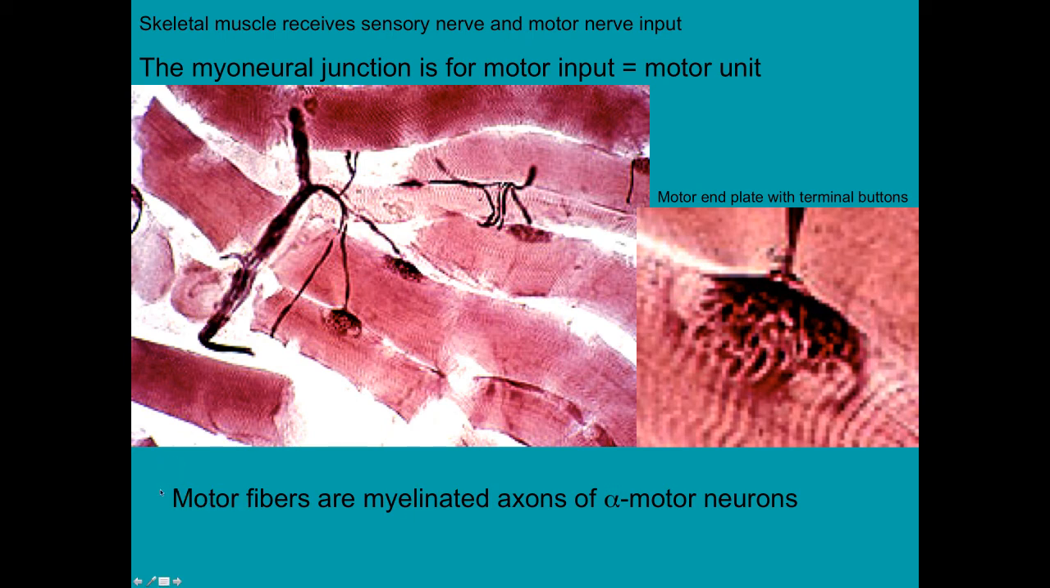Now, the motor fibers are myelinated axons of alpha motor neurons. You'll talk about that next year in neuroanatomy. But here is a higher power view of a motor end plate showing individual terminal boutons where the synapse occurs between the nerve cell and the muscle cell. And you'll talk about the physiology of contraction on these structures in your physiology class.